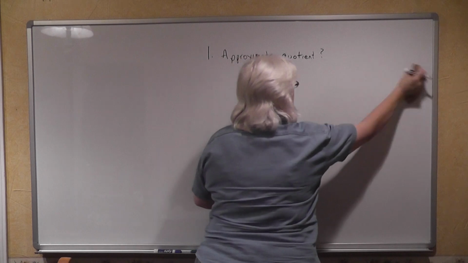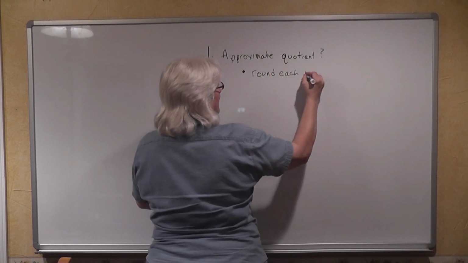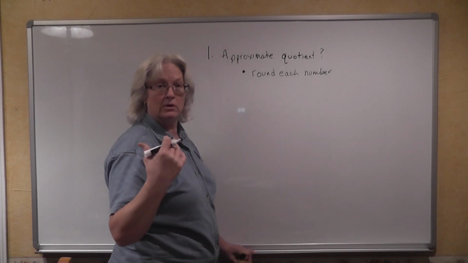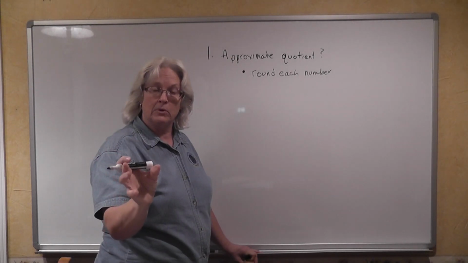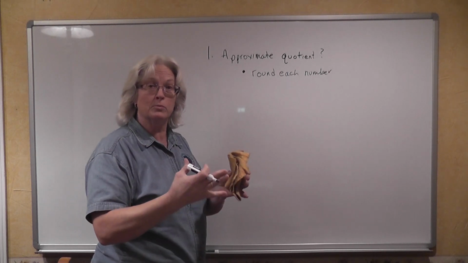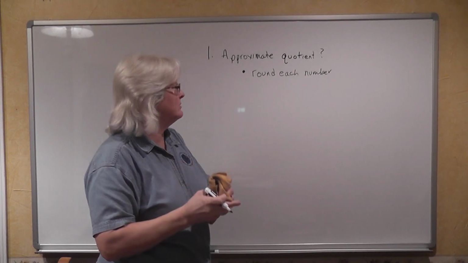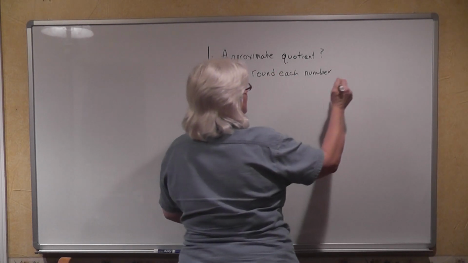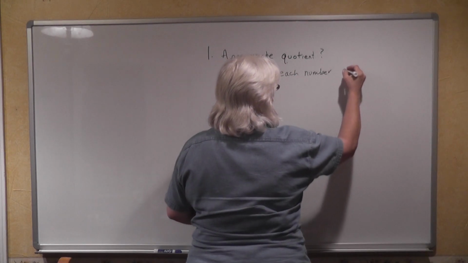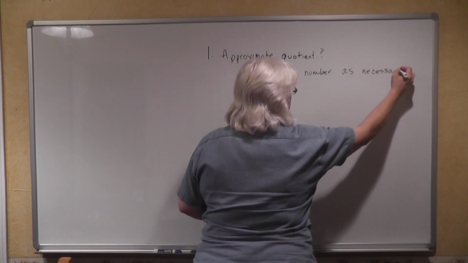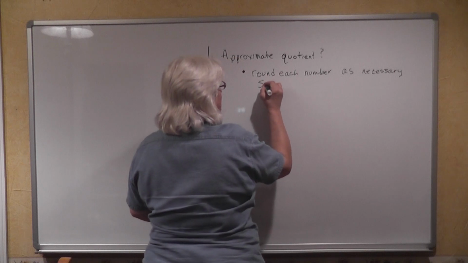And I'll show you what I mean. Round each number, which is the dividend and the divisor. The dividend is the big number you start with. The divisor is how many groups you're cutting that number up into. The quotient is the answer to a division problem. Round each number as necessary so there is no remainder.